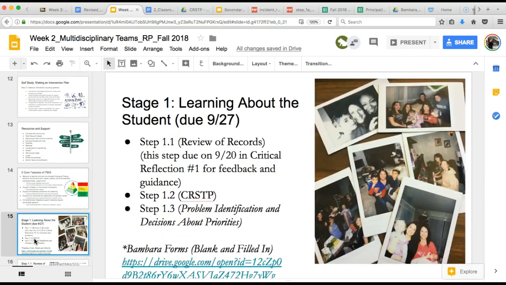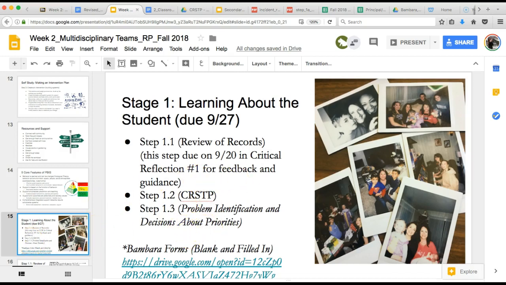So then we got into the case study. We're on stage 1, which is learning about your student, and you're going to turn in all 3 of these steps by the 27th to the extent that you can have them completed. I know that some of you are having the break if you're in Chula Vista, so you're just going to do the best you can, and then you'll explain why you didn't have whatever work done that you don't have.